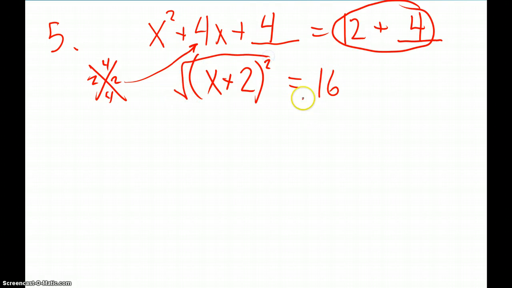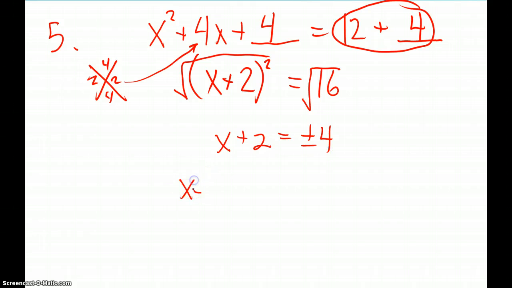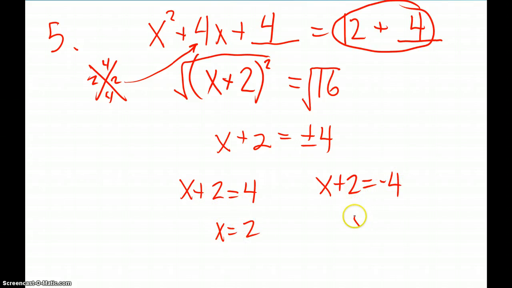So I square root, I get x plus 2 equals plus or minus 4. x plus 2 equals 4. x plus 2 equals minus 4. So if I minus the 2, I get x equals 2. Minus the 2, I get x equals negative 6. Okay? See if I can get this done in 15 minutes.